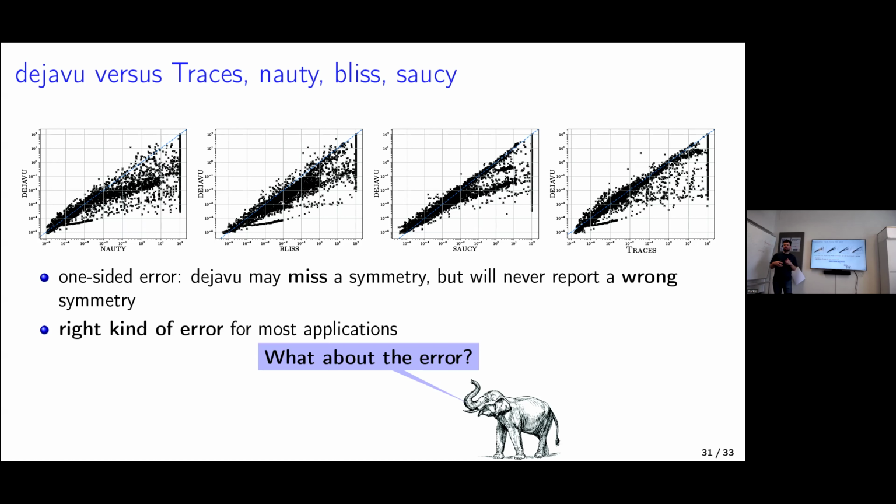If you're exploiting symmetry, for example in SAT or things like that, what this means is that maybe sometimes you're missing symmetry, but this can only result in your algorithm slowing down. It's not going to make it wrong. So you might be missing out on being able to exploit symmetry, but it doesn't make the downstream application wrong.